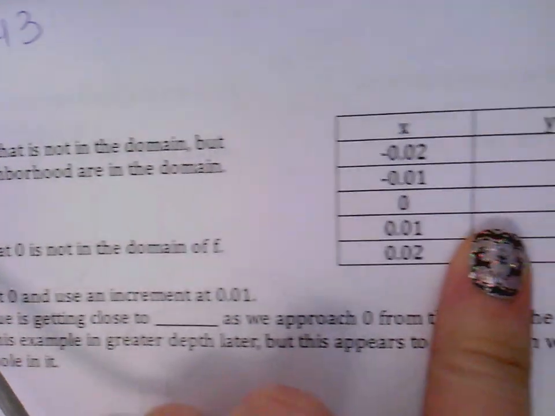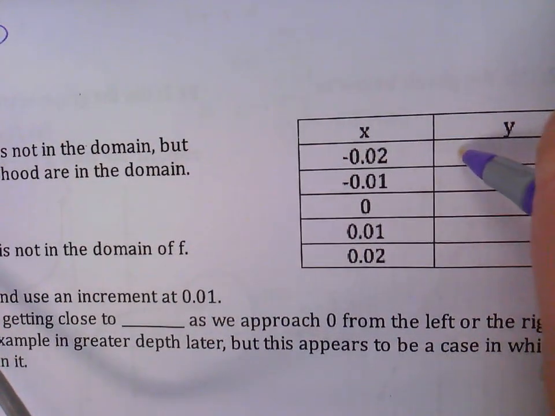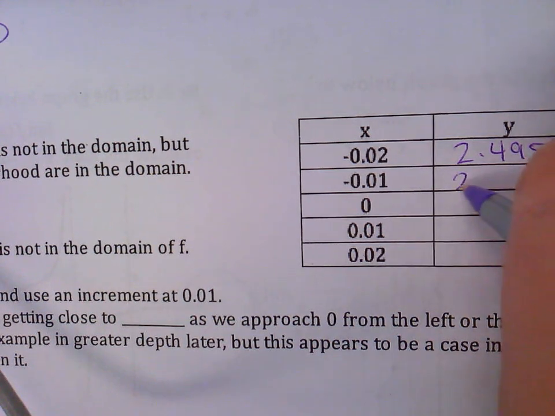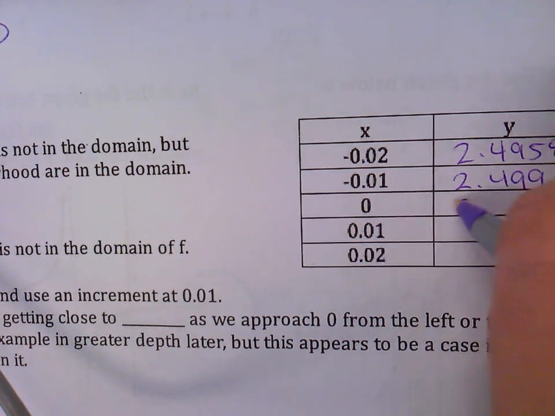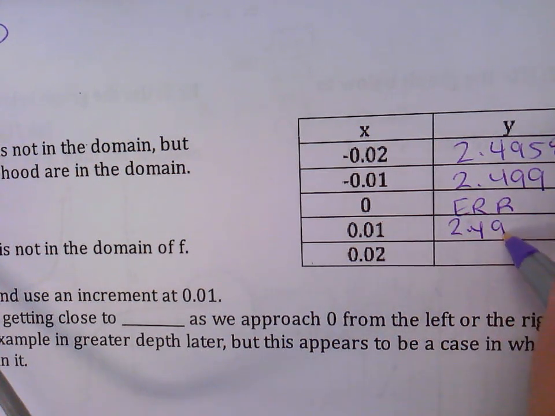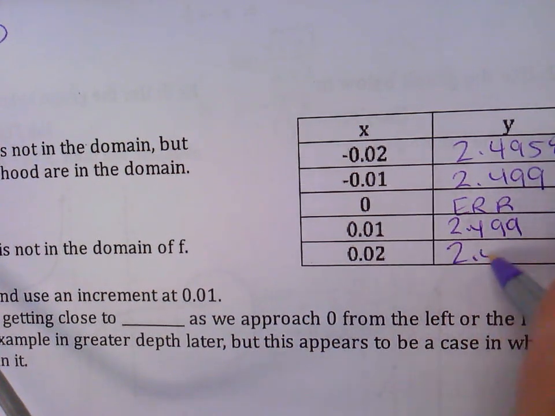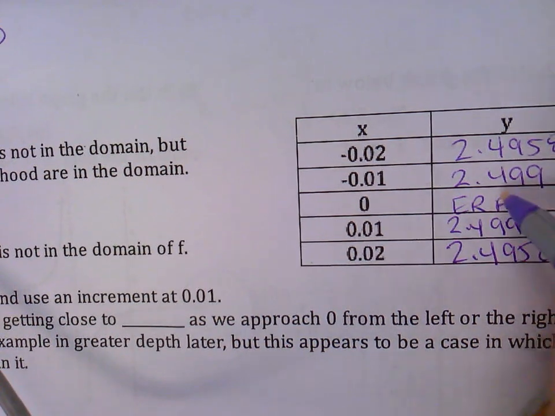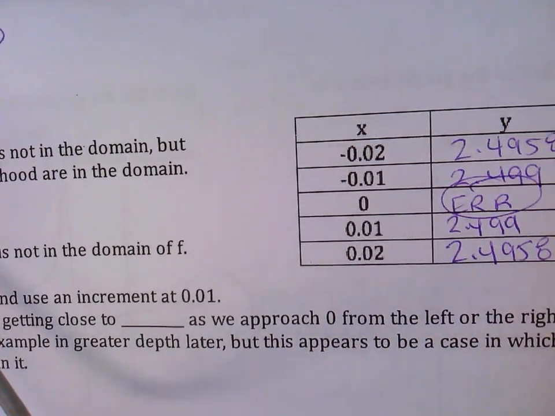So I've got 2.4958, 2.499, error, 2.499 again, and 2.4958. So the value it's approaching is 2.5.